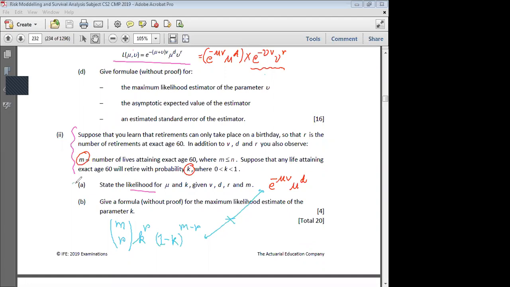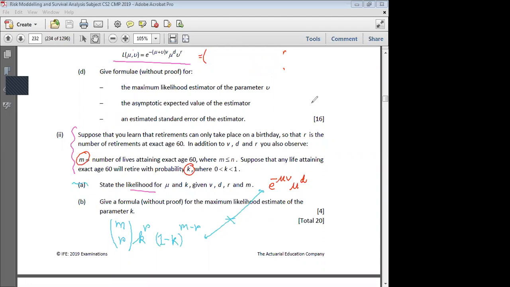So that was for the A part. But now in the B part, they aren't asking us to derive it, so that's good. They're asking us to write the maximum likelihood estimate. So remember, this is an estimate, so we'll write it in small letters. So the estimate of the parameter K. What do you guys think K denotes here?